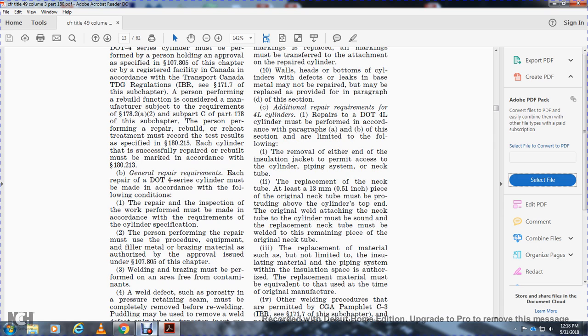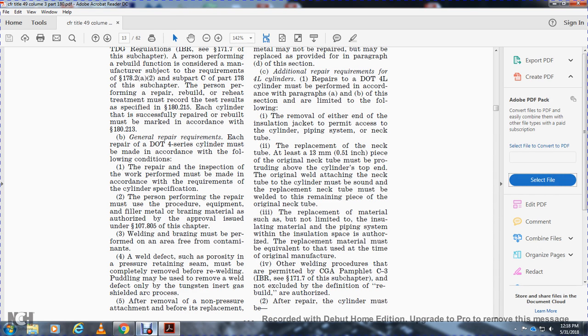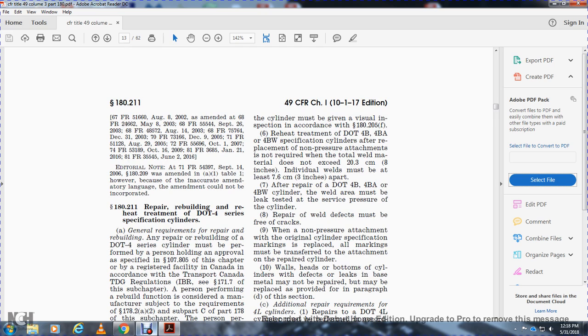The welding or brazing must be performed in an area free of contamination. Weld defects such as porosity in the pressure-retaining seam must be completely removed before rewelding. Puddling may be used to remove the weld defect only with tungsten inert gas shielding or compressors. Every removal of the non-pressure attachment must be done before it is replaced. The cylinder must be given a visual inspection in accordance with 180.205, with the reheat treatment.